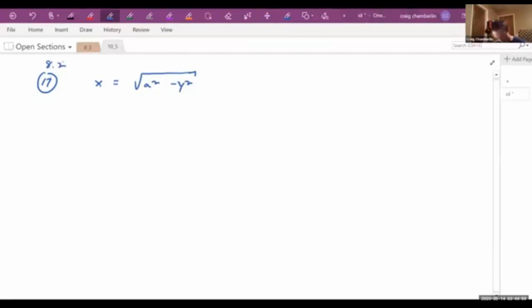And it's defined for y between 0 and a divided by 2. It says the given curve is rotated about the y-axis. Find the area of the resulting surface.